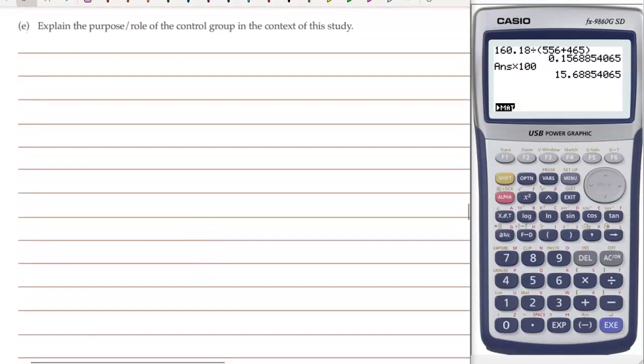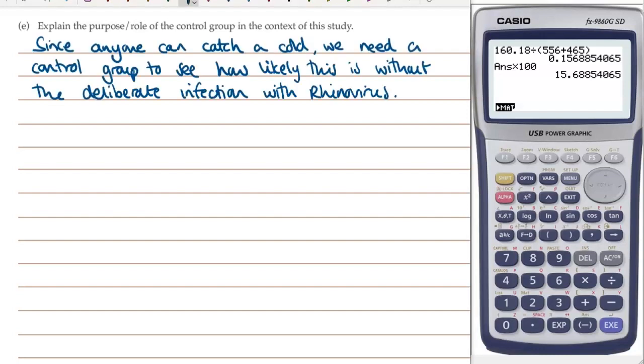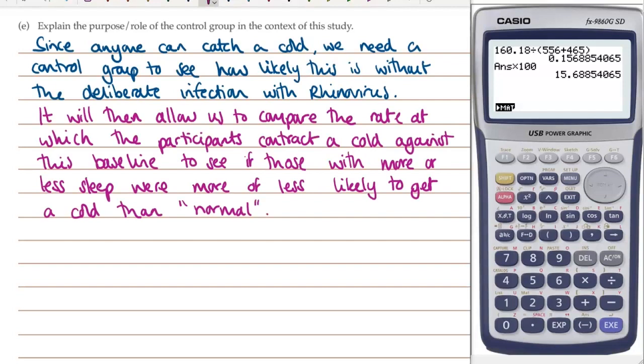Okay, and the last question, the purpose and role of the control group here. So we know that anybody could pick up a cold, whether you've had sleep or not. So we want to see what the expected rate of infection would be just on a regular group of people that we're not controlling for whether giving them the cold or not. They could just pick up a cold anyway. So then we can accurately compare the likelihood of picking up a cold when we changed how much sleep they got, so that we'd have this normal, in quotation marks, group from the control group there.